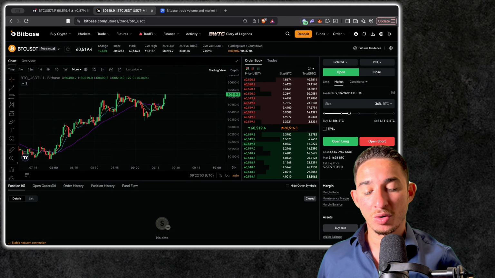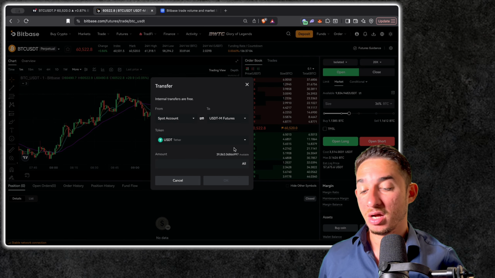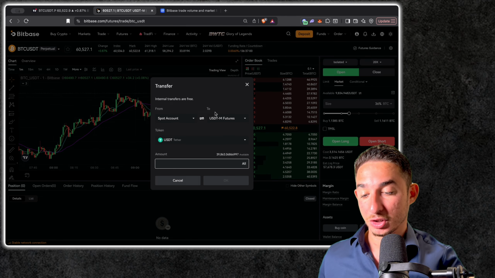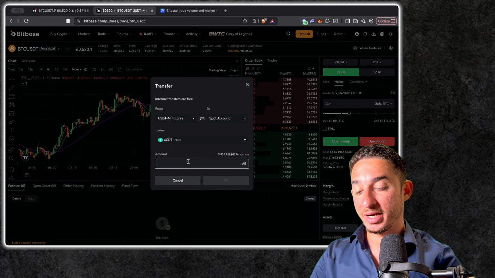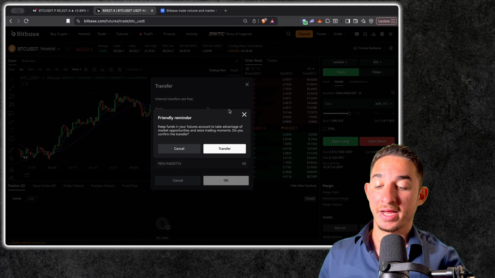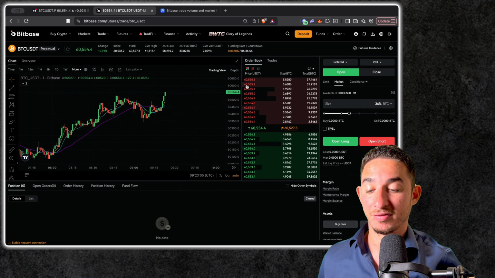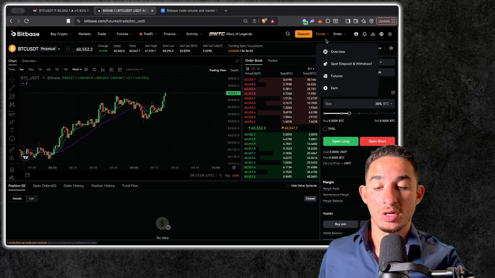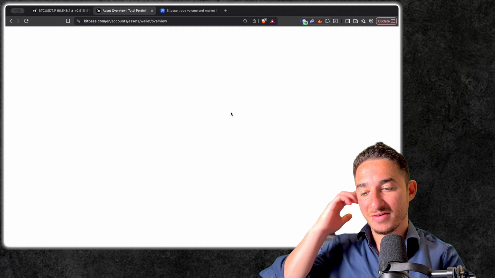And of course, if you want to add more, you could go ahead and transfer from the spot account to USDT. You could add $10,000 more. If you don't want to trade futures anymore, you could go ahead and transfer everything back to the spot account. Then you're going to click confirm transfer. And then you don't have anything else on futures. Everything else is in spot.